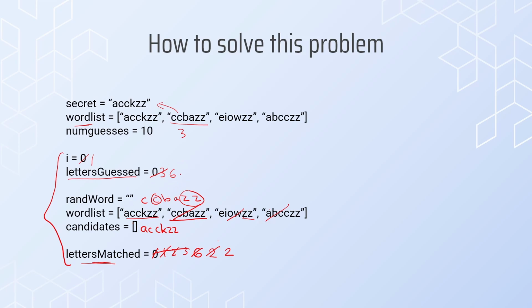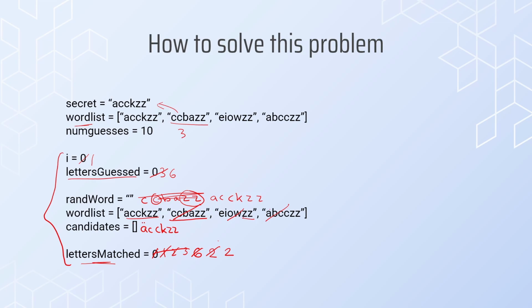So we get the value 6, and then we loop through the word list now to compare every word in the word list with the random word. There's only one word in the word list, so we will be comparing every letter in there. I'll update this as well, the random word is actually A, C, C, K, Z, and Z. That's the only random word that we have now.